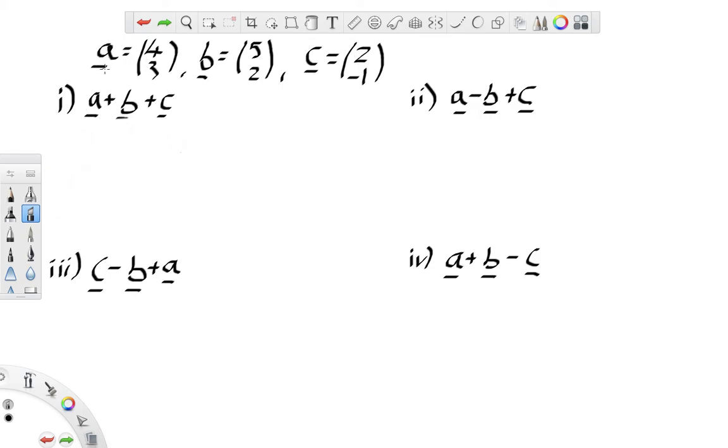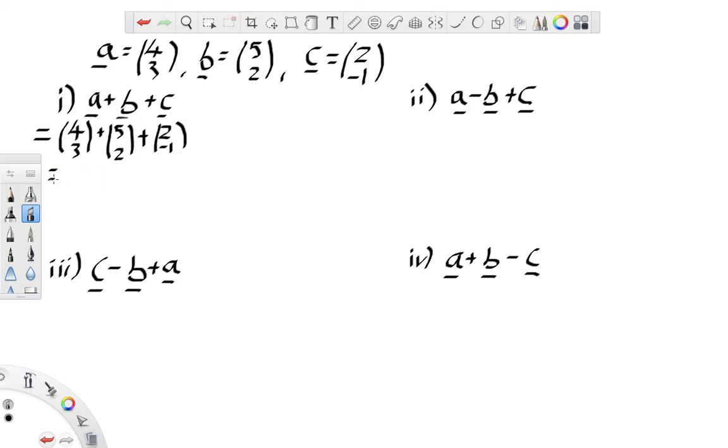So we've got the vector A, which is (4, 3), the vector B, which is (5, 2), and the vector C, which is (2, -1). So in question 1, we've got A plus B plus C. Well, A was (4, 3), B was (5, 2), like that, and C was (2, -1), like that. Okay, and we just need to work that out.